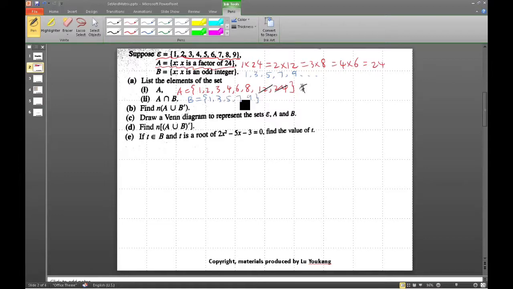So with A found and B found, for A and B, we just need to find what is common between A and B. Therefore, A and B is equal to, so as you can see, 1 is common. Let me circle the common factors in A and B. 3 is also common, and that's about it. So A and B is equal to 1 and 3.